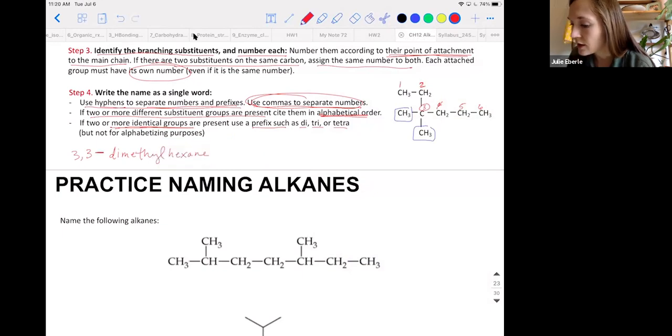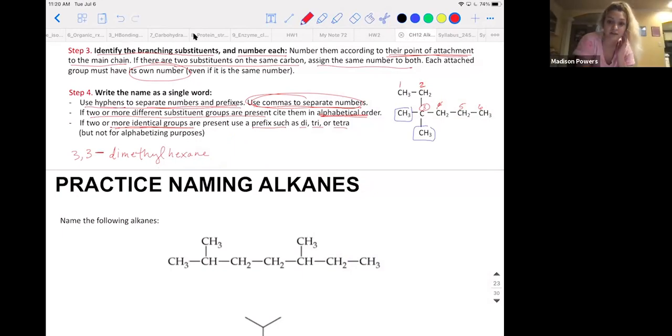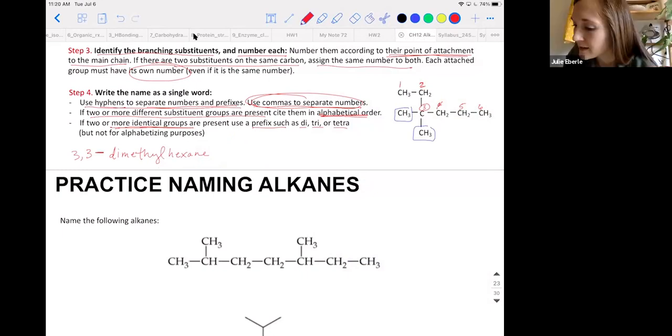It's all one word. Why did I say dimethyl? Because there's 2 methyls attached to the 3rd carbon, and that's this right here. If 2 or more identical groups, use prefixes such as di, tri, or tetra. So I got 2 identical groups bonded to the same carbon, 3, 3, and then I use a dash to separate my numbers from my prefixes. It's 3,3-dimethylhexane, okay?